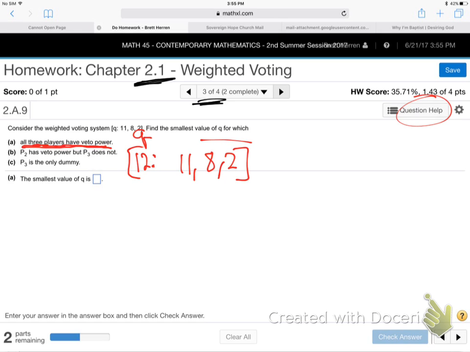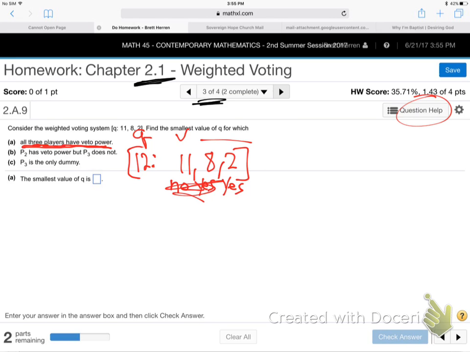Now, what does veto power mean again? If you say no and the other 2 say yes, it's a no, right? You alone can block it. That's veto power. So if 11 says no, does that block it? Yeah, the other 2 only have 10, so you need 12. So yes, 11 has the veto power.